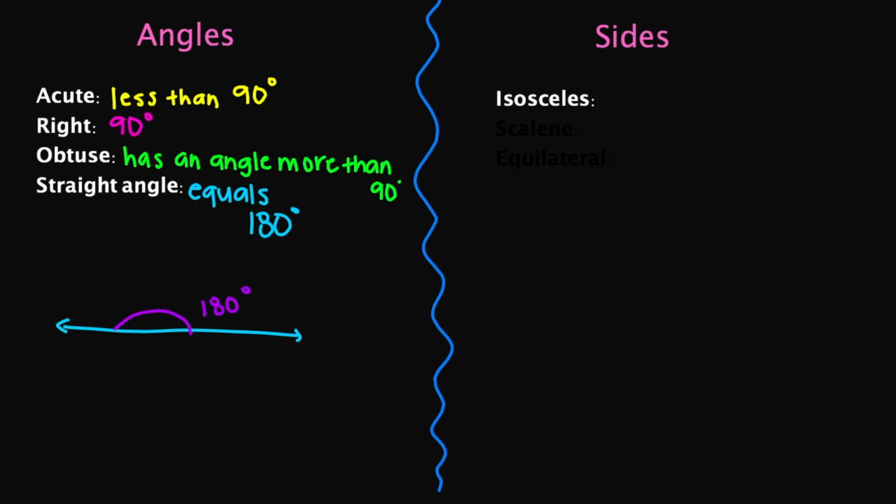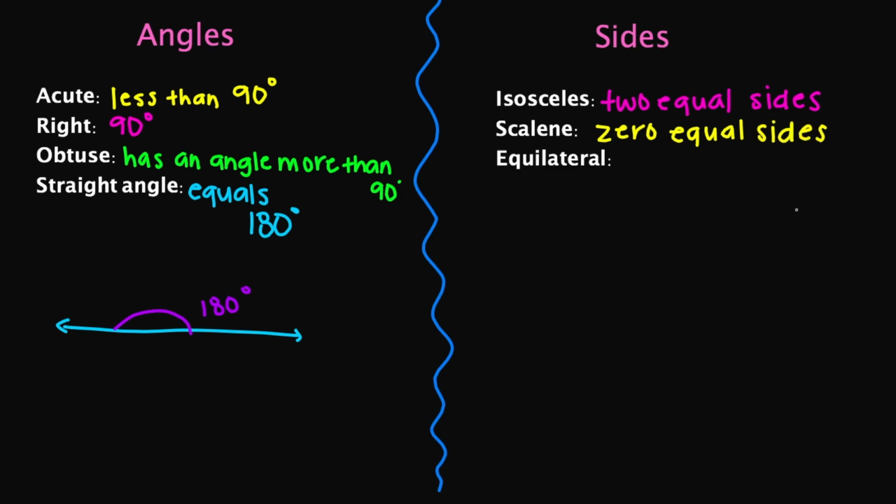When you are measuring your triangles by the length of their sides, remember an isosceles triangle means that it has two equal sides. A scalene triangle has 0 equal sides. That means none of your sides are equal. And then an equilateral triangle, when you're measuring the length of their sides, means all 3 sides are equal. So I'm going to say 3 equal sides or all equal sides.